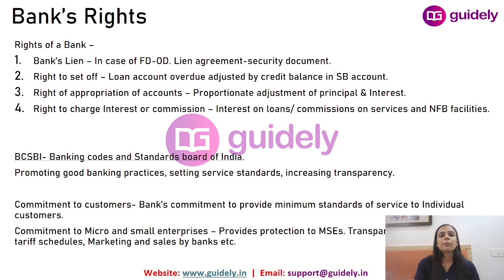Third, right of appropriation of accounts. That is, the bank has a right to adjust the overdue amount with proportionate adjustment in the principal as well as the interest amount. It becomes on the bank's discretion. Fourth, right to charge interest or commission. It is the banker's right, or it is the bank's right to charge interest on loans and commission on services, that is the ancillary services like making of a DD or RTGS or NEFT, and on the non-fund based facilities, because commission is charged in case of non-fund based facilities.